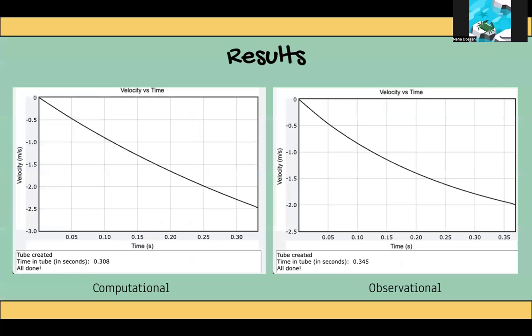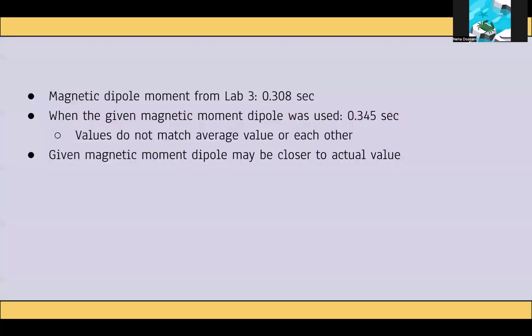As you can see, on the left is the graph that I got using my magnetic dipole moment from lab 3, and on the right is the graph I got using the given magnetic dipole moment of 2.166. The magnetic dipole moment from lab 3 gave me 0.308 seconds, and the given magnetic dipole moment gave me 0.345 seconds. These values do not match each other or the average value I got, which was 0.69 seconds. The given magnetic dipole moment may be closer to the actual value, because with it I got 0.345 seconds compared to the average time of 0.69 seconds, so this is closest.